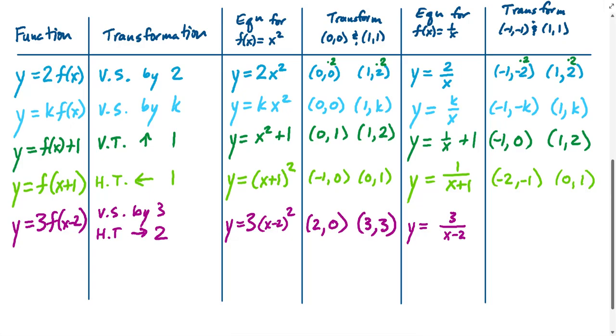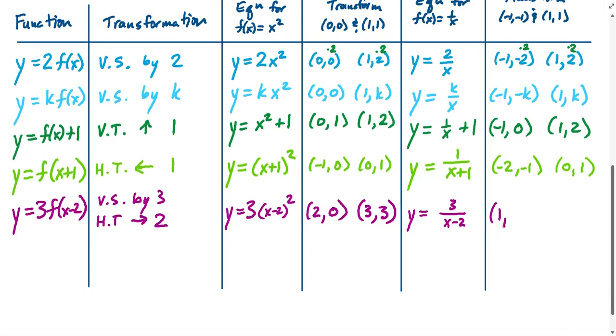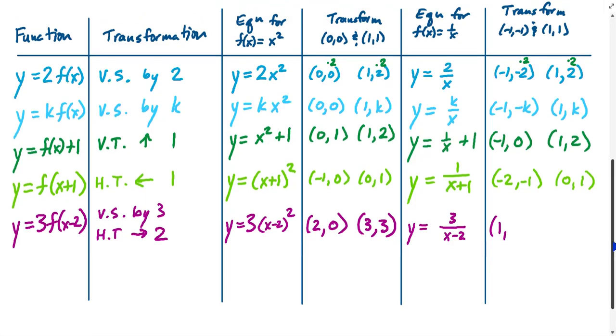How would these points move? Well, the x-coordinate of negative 1 would go right to, it would become a positive 1. The y-coordinate of negative 1 would be multiplied by 3. Then 1, 1: well, the x-coordinate of 1, we add 2, it becomes a 3. The y-coordinate of 1 gets multiplied by 3, it becomes a 3.